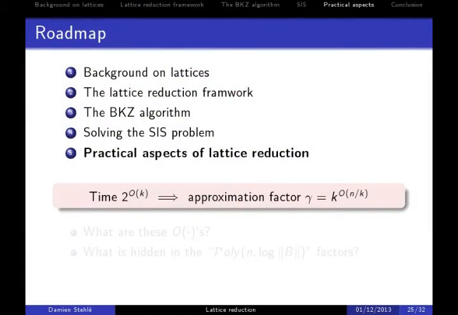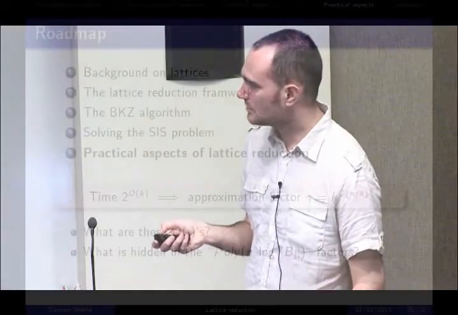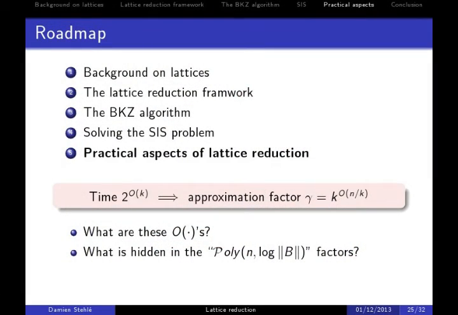I'm running a little bit out of time, so I'll go quick on the practical aspects. What should be remembered is really 2 to the k as time for approximation factor k to the n over k. And the main practical question is what is hidden behind these big O's? Because in practice, I don't want big O's, I want actual figures so that I know the limits of these algorithms.